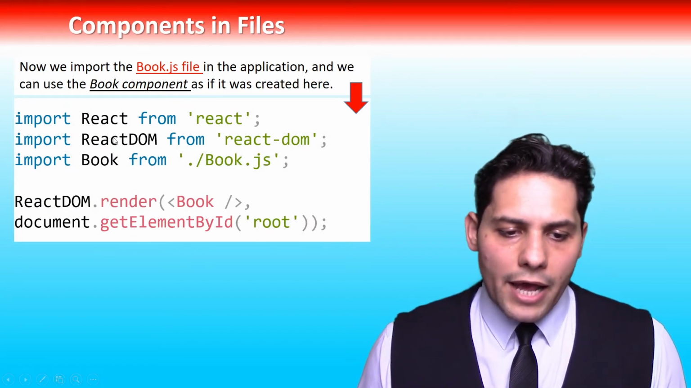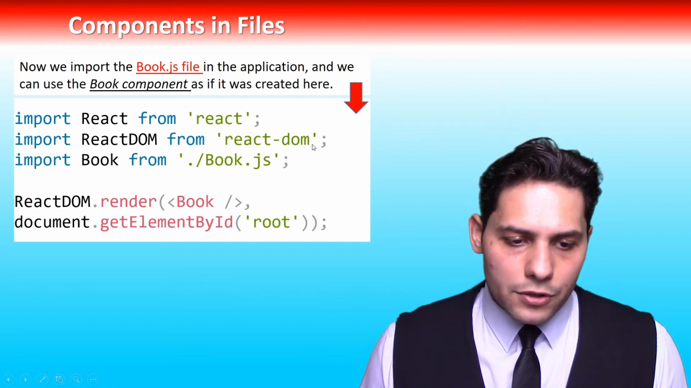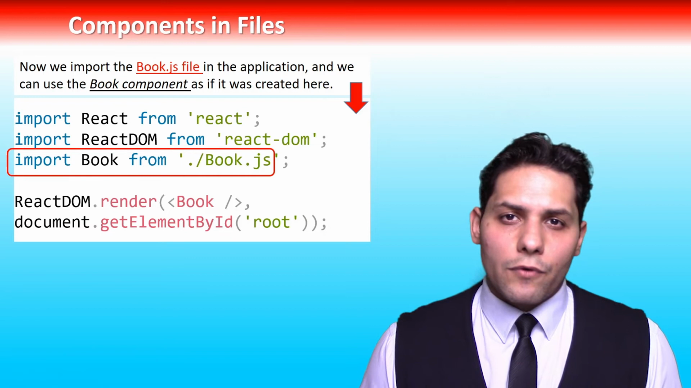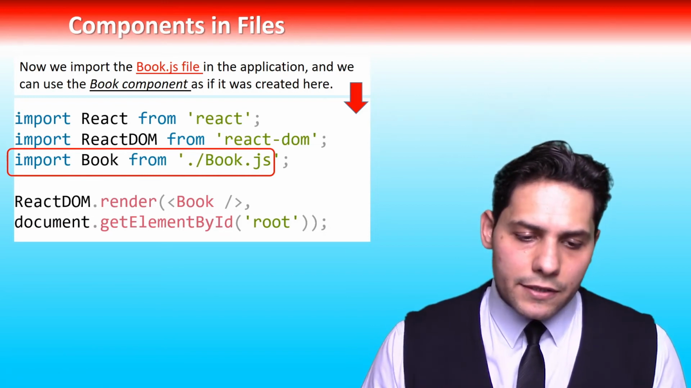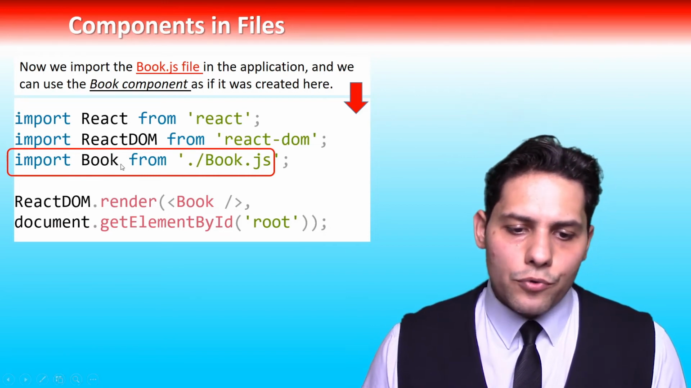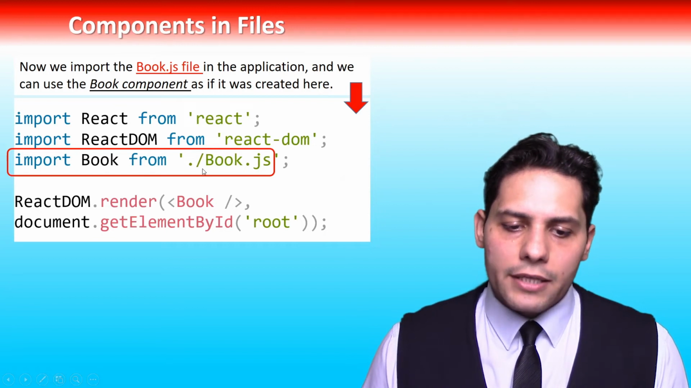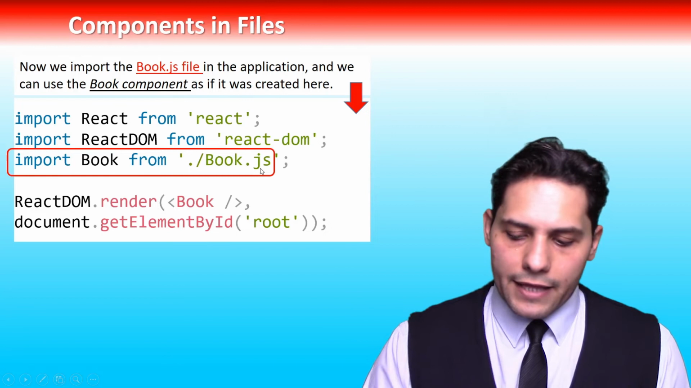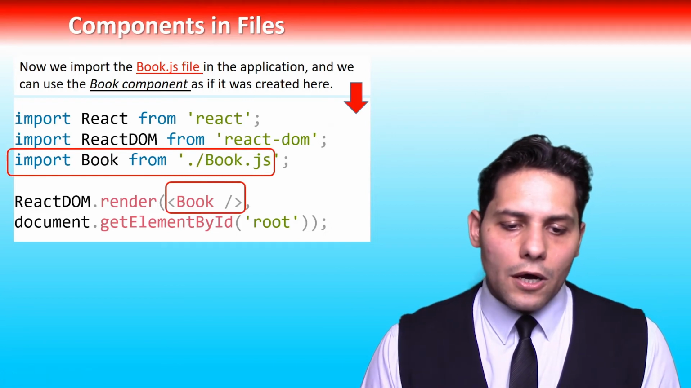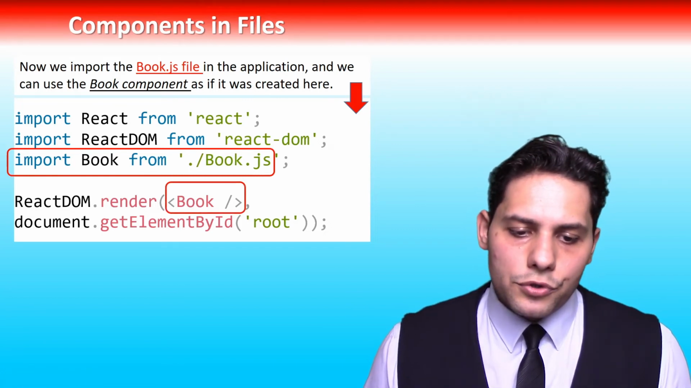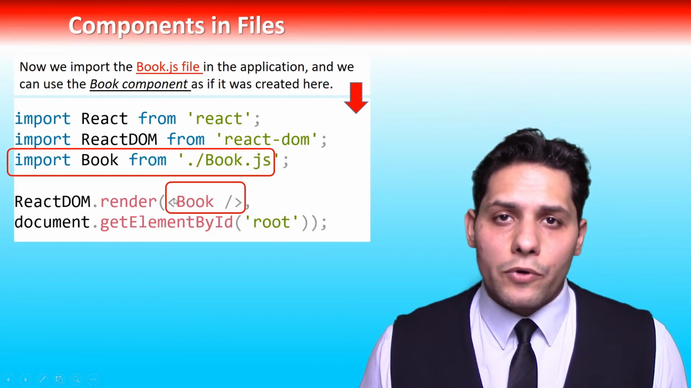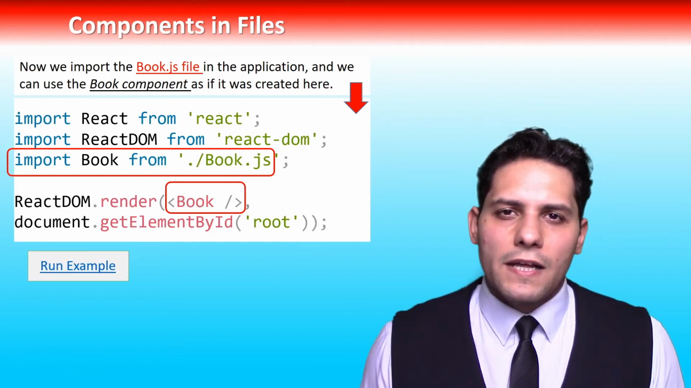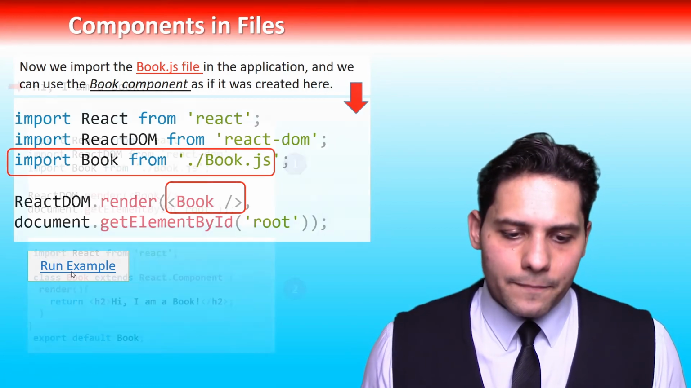Import React from React, import ReactDOM from React-DOM, and the third line is very important for us for addressing the file and component. Import book from ./book.js, and then in the ReactDOM render function we should call our component, which here for us is book. Okay, let's run this simple example.